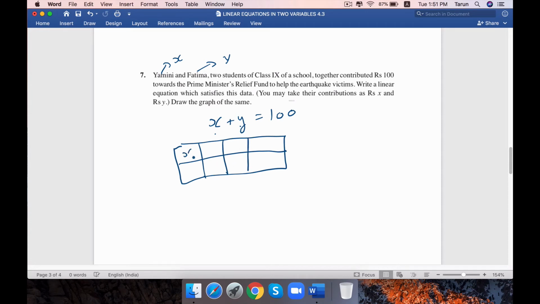The first coordinate is for x, the second is for y. So if x gave 0, it's obvious y would have given 100 rupees. And if x gave 50, y would have also given 50 rupees. If x gave the total 100, y gave 0. So now let us draw the graph for this.